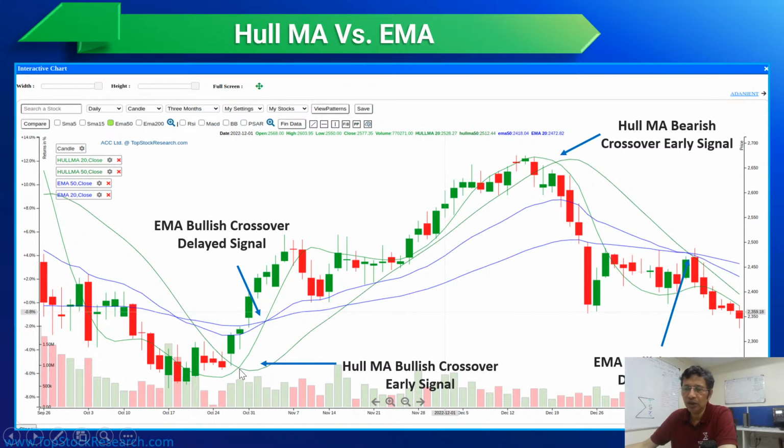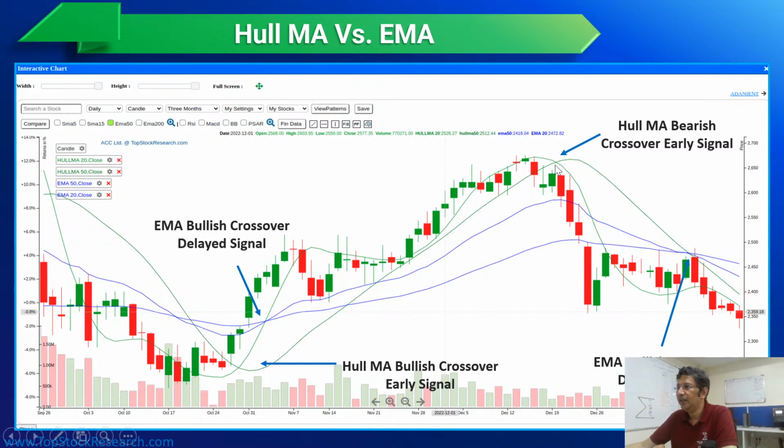Hull happens almost instantaneously, almost along with the price, with minimal or no lag, whereas EMA is slightly slower. When we say slower, it happens after a certain point in time, right? So Hull moving average will give better results.